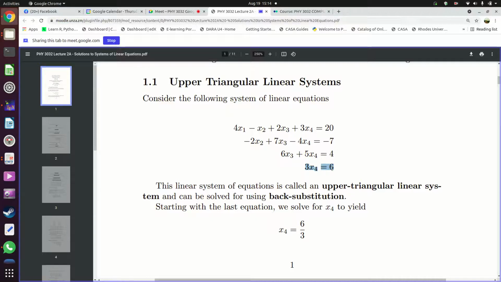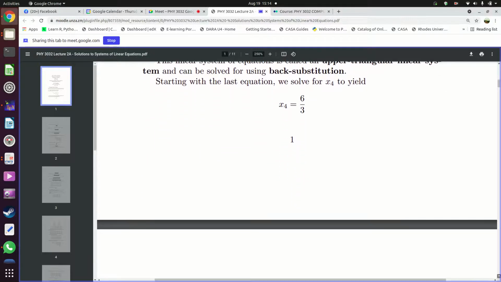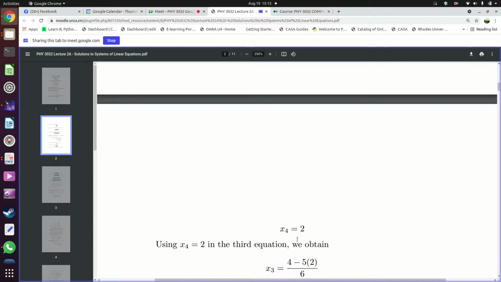Okay, now when you have a system like this, an upper triangular linear system, you start with the last equation, the fourth equation. This one, 3x4 equals 6. Using this last equation, you work out x4. So for 3x4 equals 6, you divide both sides by 3, so you end up with x4 equals 6 divided by 3, and that's going to give you x4 equals 2.